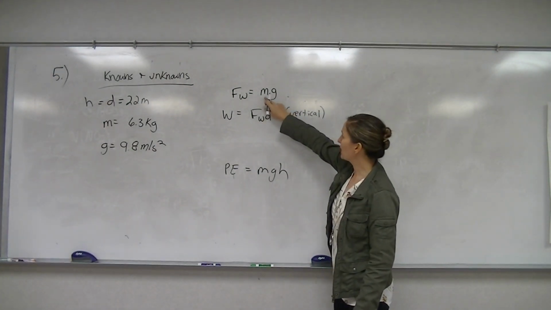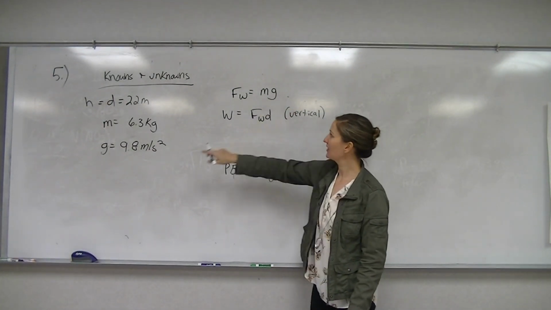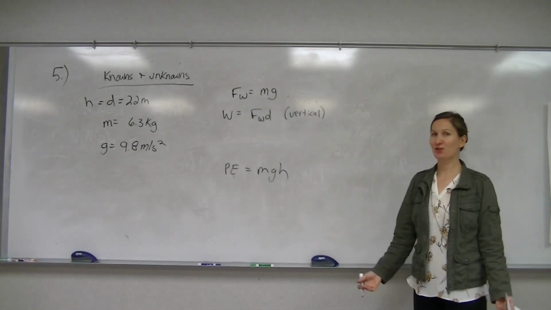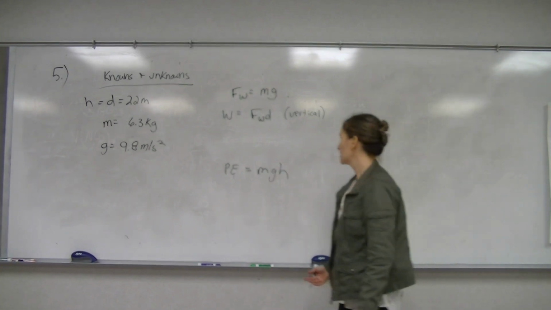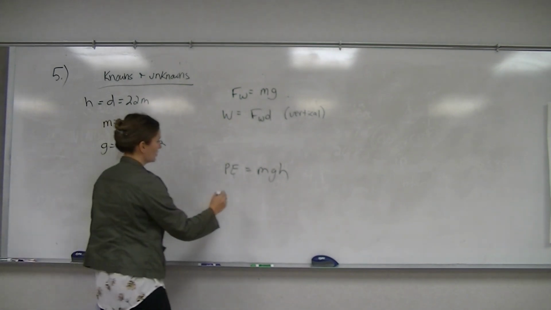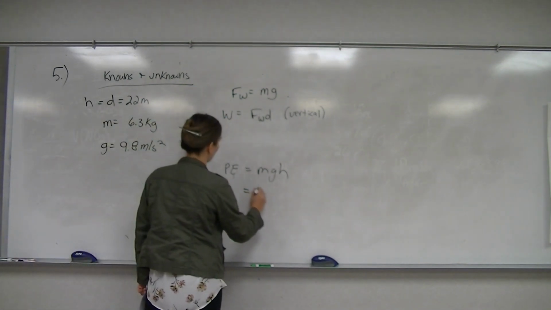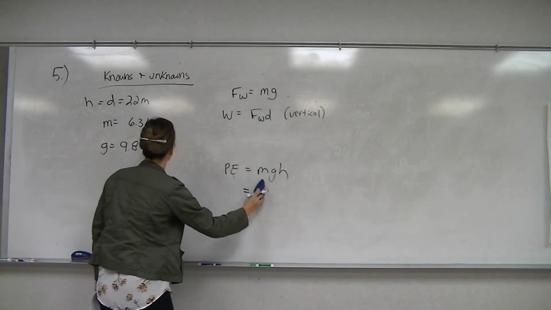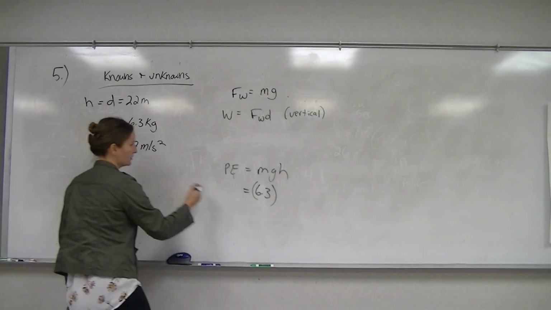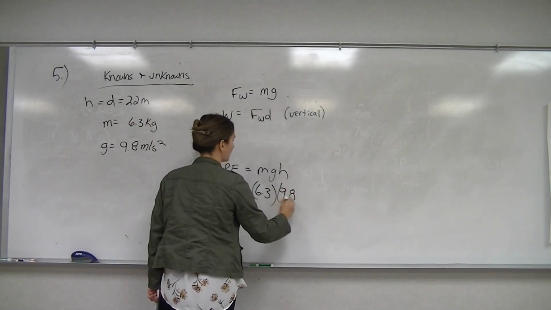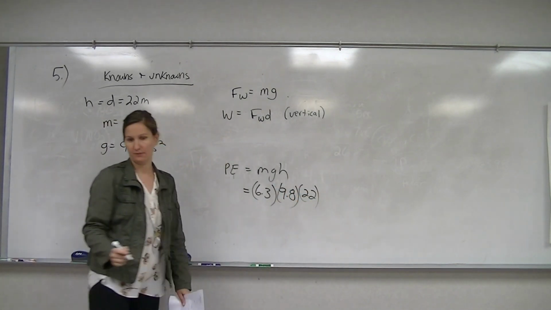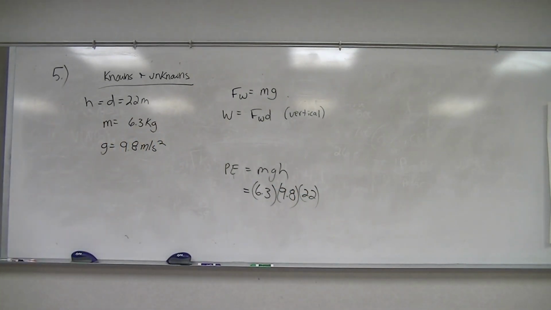Because using this one, do we have mass? Yes. Do we have gravity? Yes. Do we have distance? Yes. Doesn't matter which one you use, you're going to get the same answer. So I'm going to use the potential energy equation and plug in my values. To figure out the energy, we're going to take the mass of 6.3, multiply it by gravity, 9.8, and then the height, which was 22 meters. So looking at that, it's going to be two significant figures.